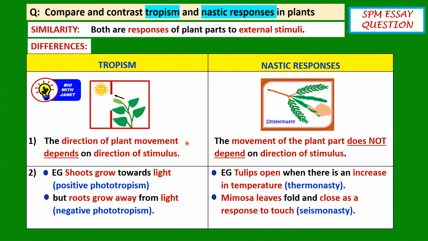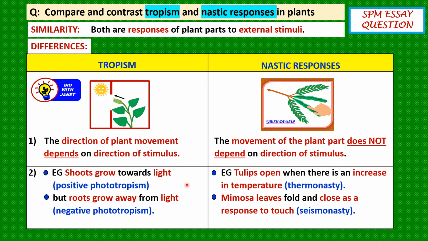Firstly, in tropism, the direction of plant movement depends on the direction of the stimulus. For example, if the sun shines onto the plant from the left-hand side, then the shoots will grow to the left, in the direction of the light, which is the stimulus. For nastic responses, the movement of the plant part does not depend on the direction of the stimulus. For example, if we touch the Mimosa pudica plant leaflets, they will just close, but there is no particular direction, as it is not affected by the direction of the stimulus, which is the touch from the hand.